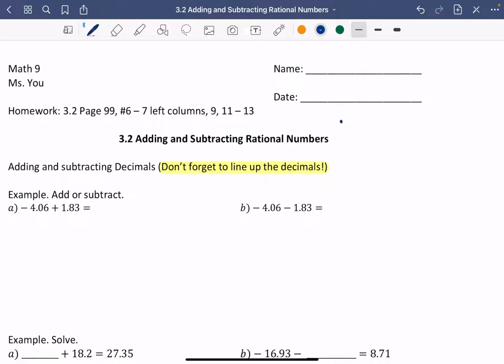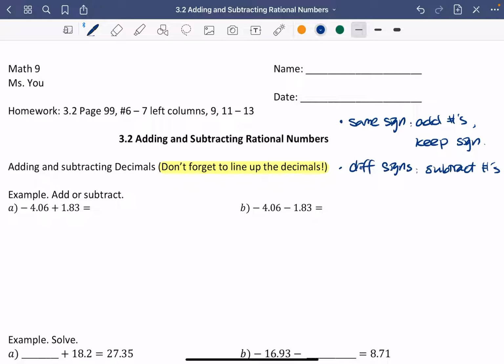That if you're adding two numbers with the same sign, you're gonna add the numbers and then keep the sign. And if you're adding two numbers with different signs, you're gonna subtract the numbers and then keep the sign of the bigger number.